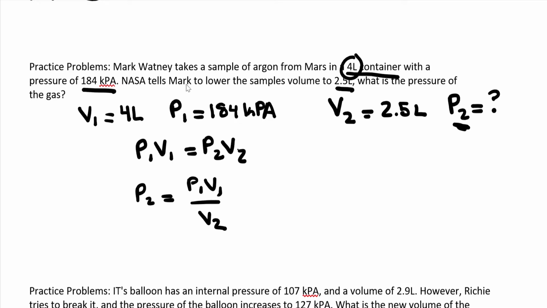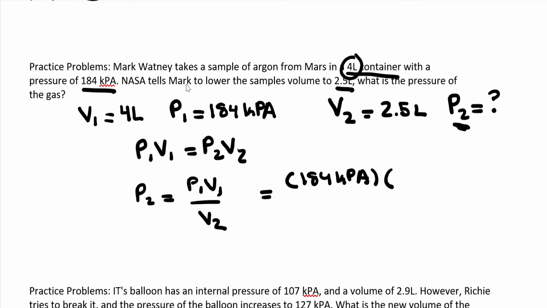Now what we can do is use these given values and substitute them into the equation. I'm just going to work horizontally from here because for the next question I didn't give too much space, but feel free to work vertically as well. So what we have here, P1 is going to equal 184 kilopascals.